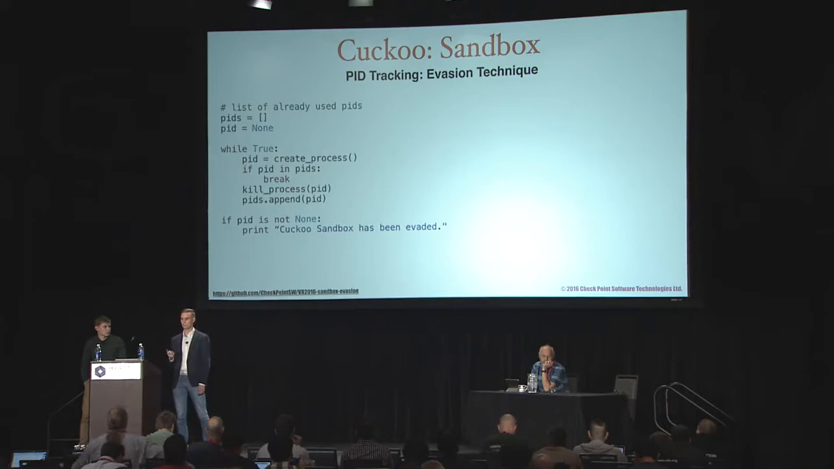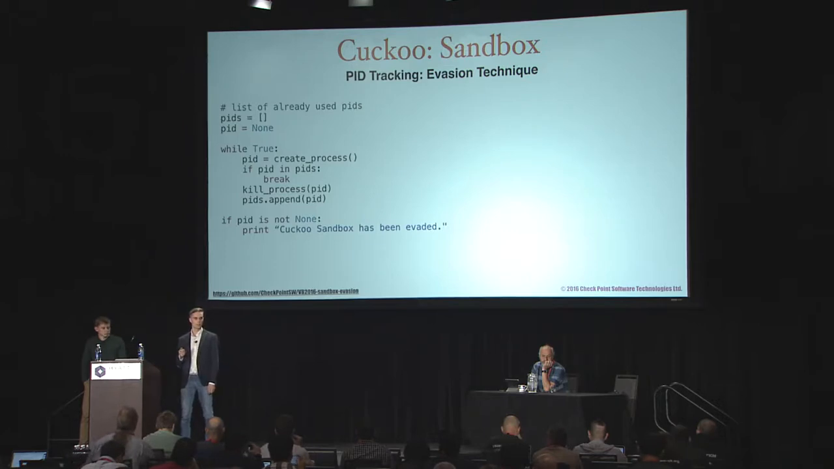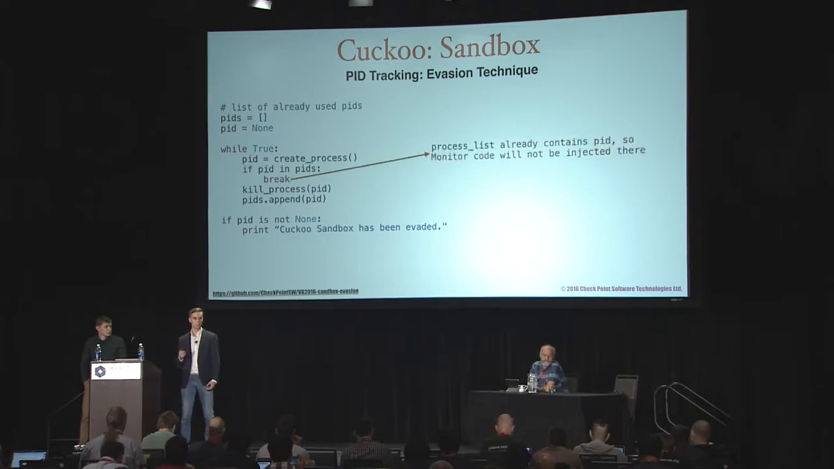As on a Windows system PIDs can repeat quite often, we can create a list of already used PIDs, and in an infinite loop we create a process and check if the process belongs to our list. If it doesn't, then we add this PID to our list. At the same time, the analyzer adds this PID to the process list. But when we meet a PID that is already in our PIDs list, that simply means that the process list already contains that PID as well, because it was not removed, even if it was killed. So monitor code will not be injected here, so Cuckoo Sandbox behavior analysis was avoided.